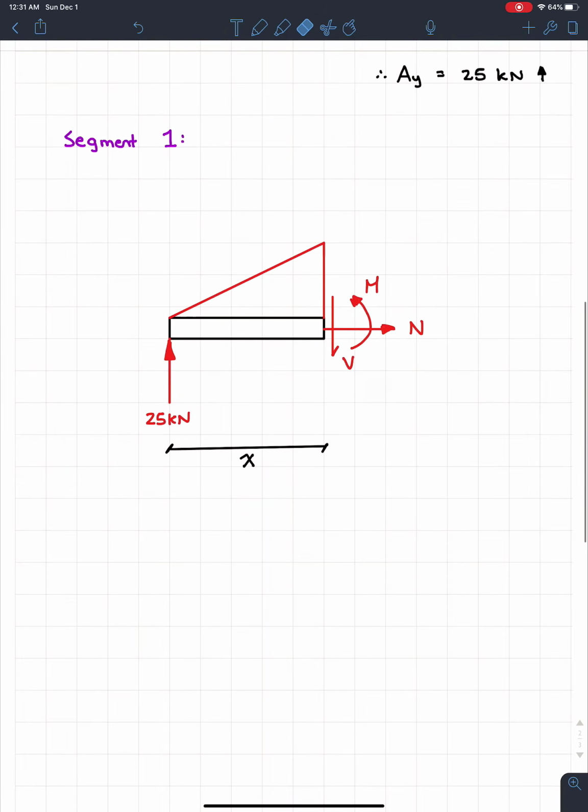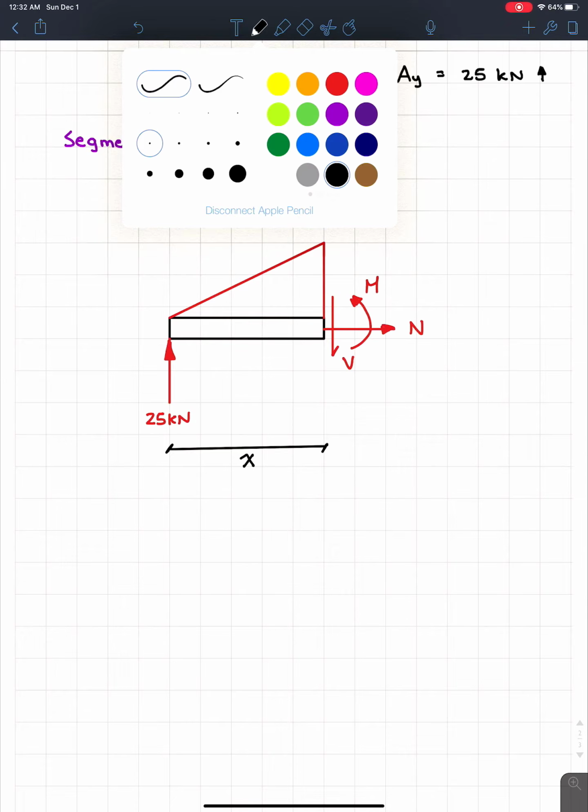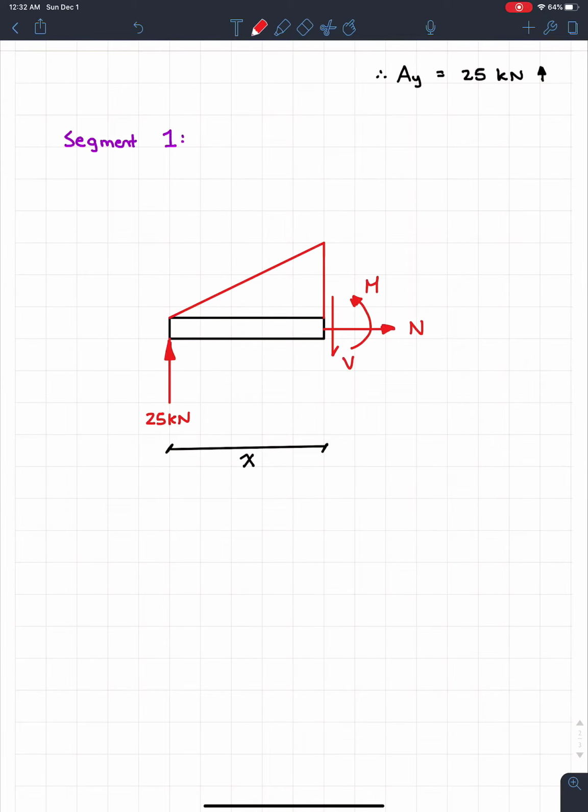Since we replace this with x, and it could be anywhere along the segment, we have to keep in mind that our shear, moment, and normal force will now be functions of x, because they could be changing along the segment. So I'm going to write M1 of x, V1 of x, and N1 of x. The reason I put 1 there is because it's segment 1. If we have more than one segment, we're going to have more than one equation, so this helps distinguish the equations. But now we need something else, and that's our distributed load as a function of x.